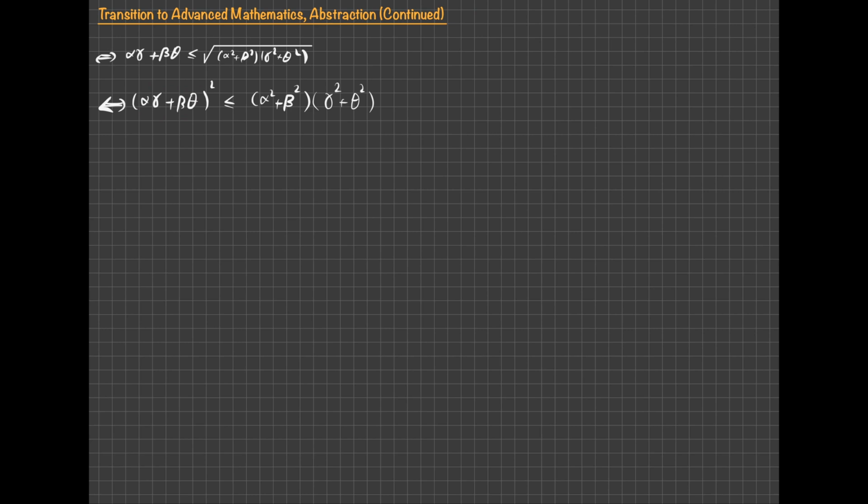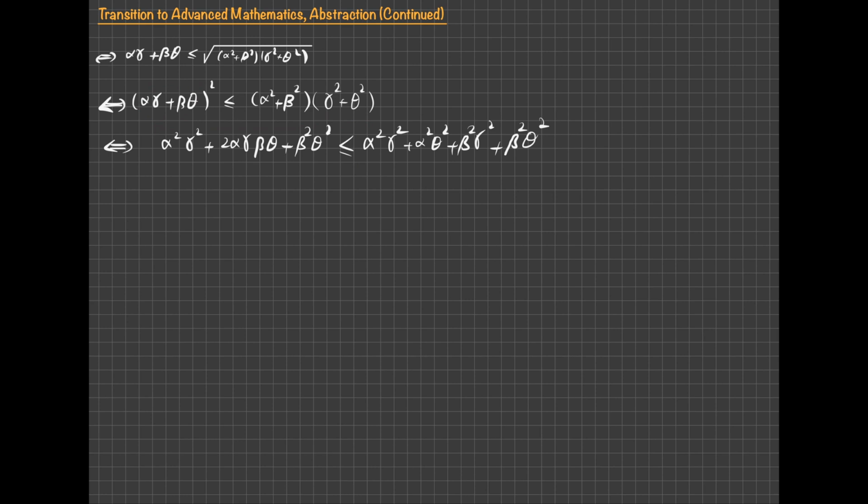Okay, then what do I do? Still, is it clear that this is true? Not yet. So I need to continue my simplification. The first one squared, plus 2 times the first one times the second one, plus the second one squared, is less than or equal to, and I expand the right-hand side: alpha squared gamma squared, alpha squared theta squared, beta squared gamma squared, and then beta squared theta squared.